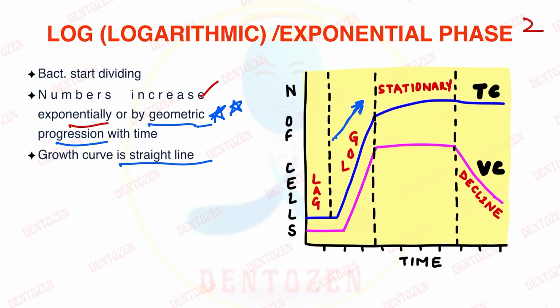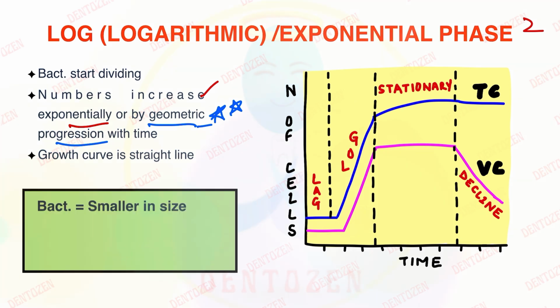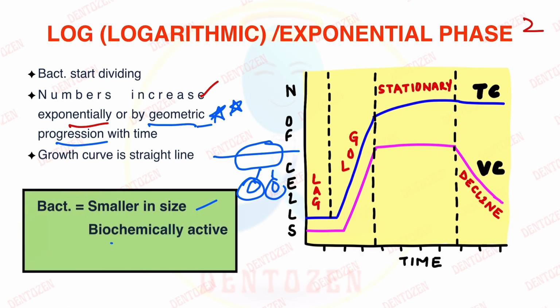Now, important things that you have to remember, that can be your entrance viva question. In this phase, as bacteria are dividing, their size will be small. So they are smaller in size. They are biochemically active, they are uniformly stained, and they are rapidly growing. So those are the important points.